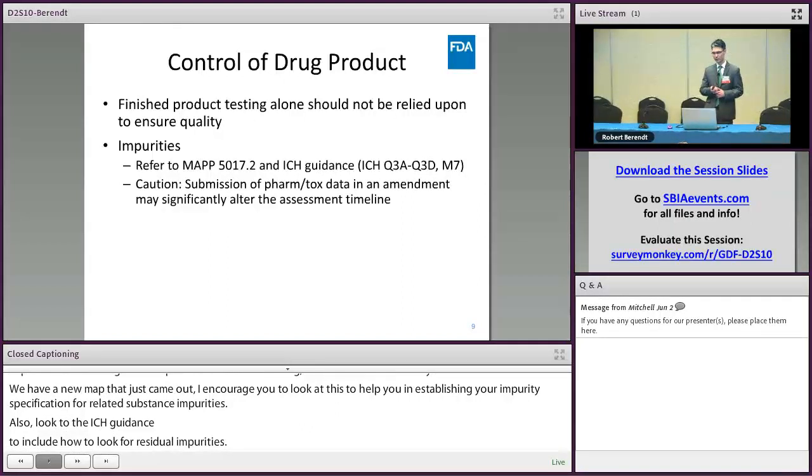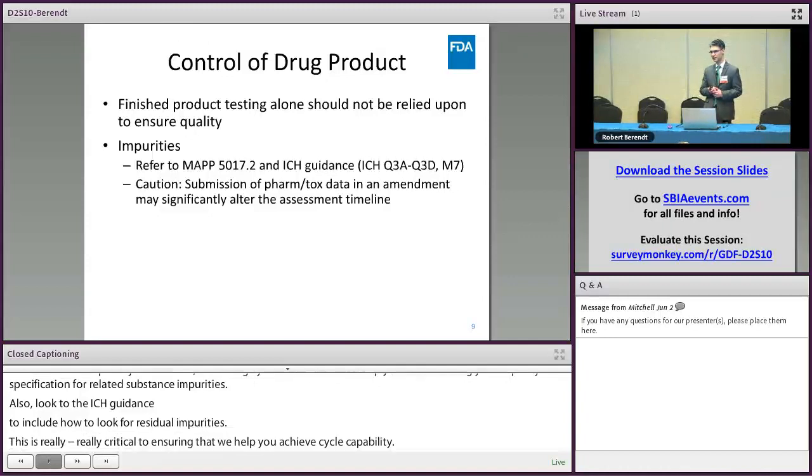And I'll also caution that if you need to submit pharm tox data in order to support an impurity limit, that will probably significantly alter our assessment timeline. So it's best if you know that pharm tox data is needed, that you submit that in the original application to give us as much time as possible to review it.